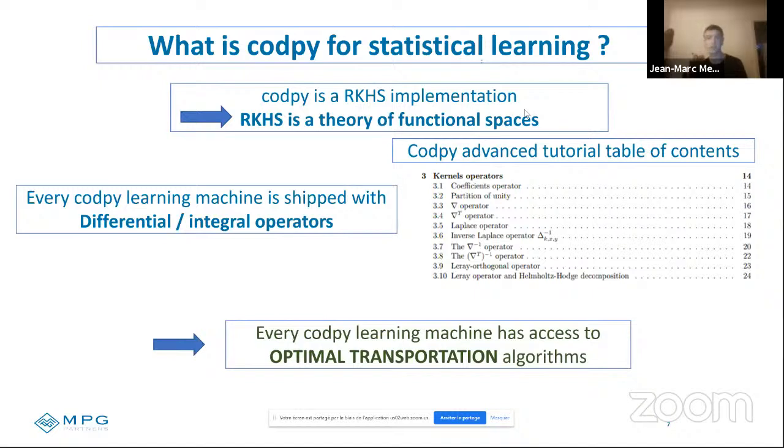So it means that we have a component that neural networks don't have. Here is a basic observation. When we ship any learning machine, we also ship with this machine a lot of differential operators. For instance, here you can see we have nabla, but not only nabla, we also have the inverse nabla, the divergence operator, Laplace, a whole zoo of differential operators. And for statistical learning, something very handy with these operators is that you can use them to have access to optimal transport theory. I'm not sure that you are all familiar with optimal transport theory, but I will give you some particular examples of what we can achieve with this theory today.